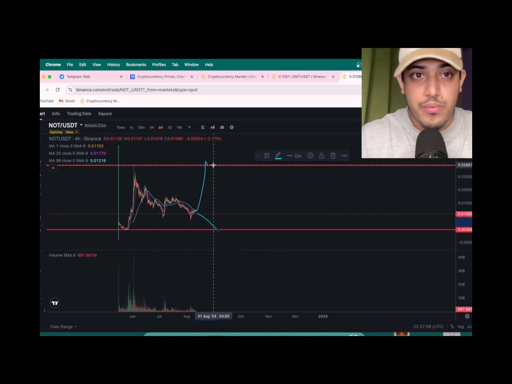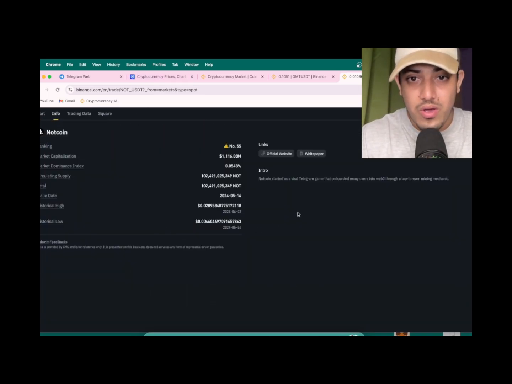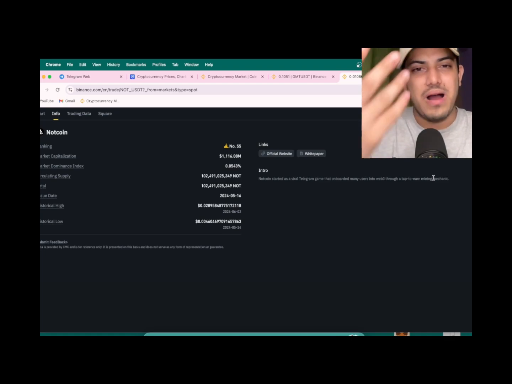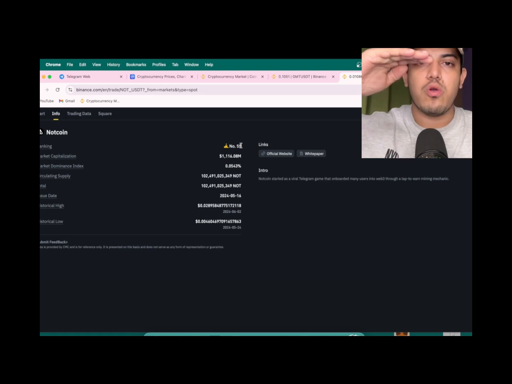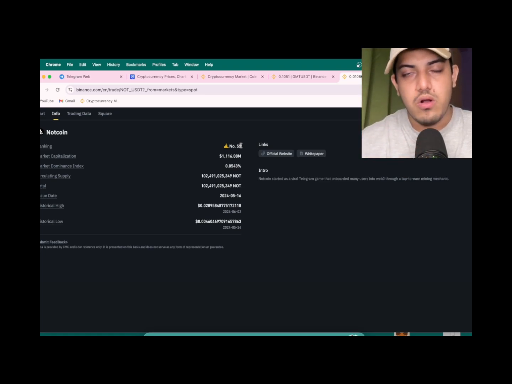As a project, NotCoin, oh my god, a Telegram game that onboarded into Web3 with a tap-to-mine mechanic. So as a project, it's right there. Market cap just $1 billion, supply 100 billion coins in the market, which isn't much. It's the 55th most valuable cryptocurrency in the world. Everything is on point about NotCoin. Price prediction I have already talked about.